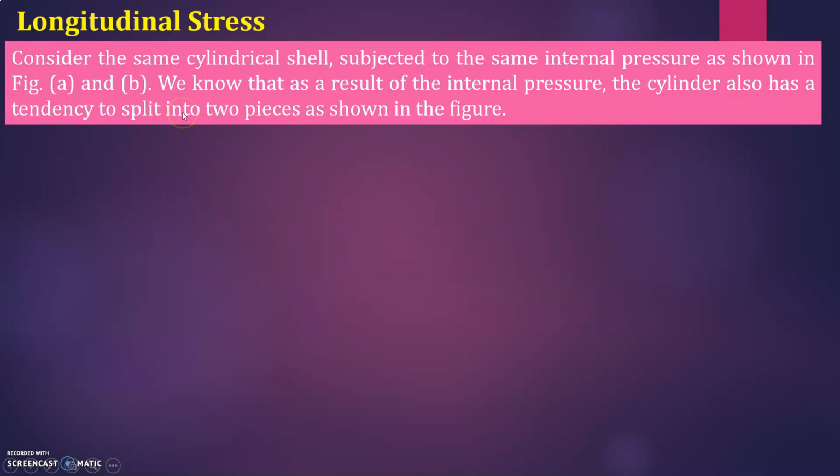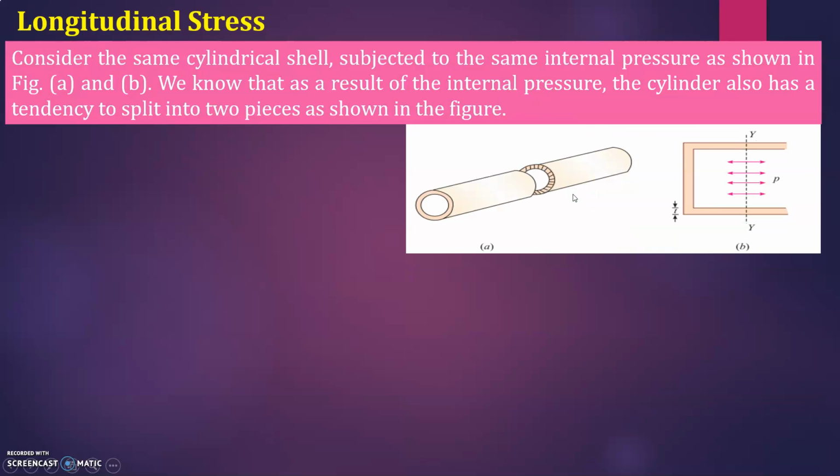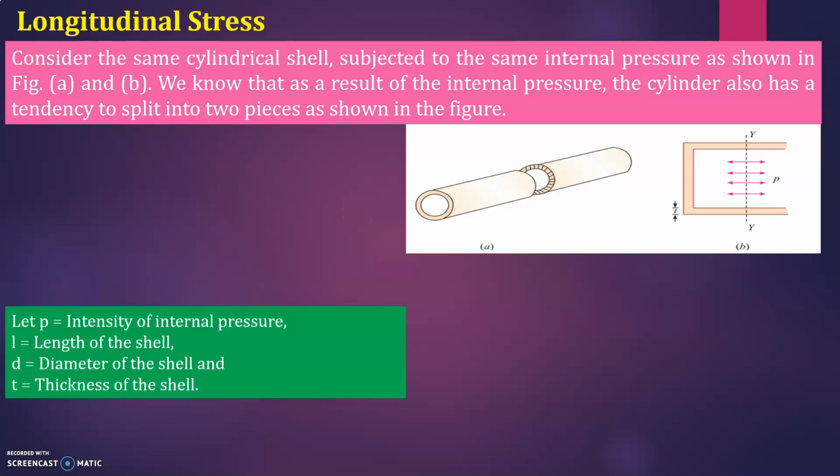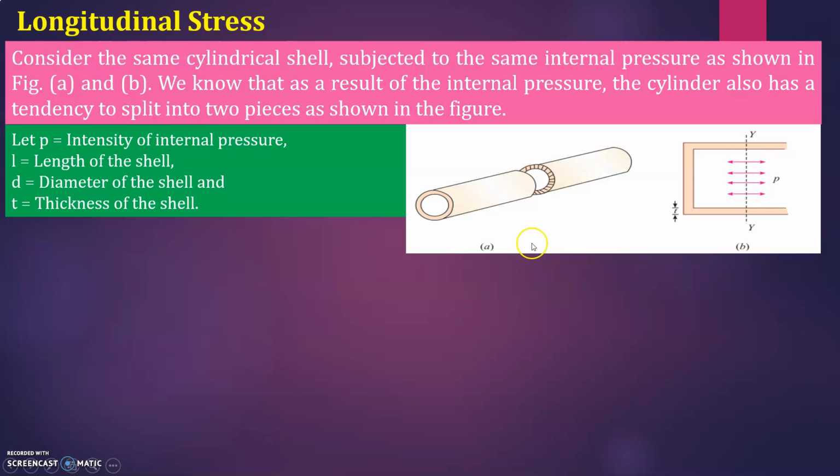Let us consider the same cylindrical shell subjected to the same internal pressure as shown in the figure. We know that as a result of internal pressure, the cylinder also has a tendency to split into two pieces as shown in the figure. In the previous problem, it was divided into two tubs. Now it is divided into two cylinders. Now let P be the intensity of internal pressure, L the length of the shell, D the diameter of the shell, and T the thickness of the shell.